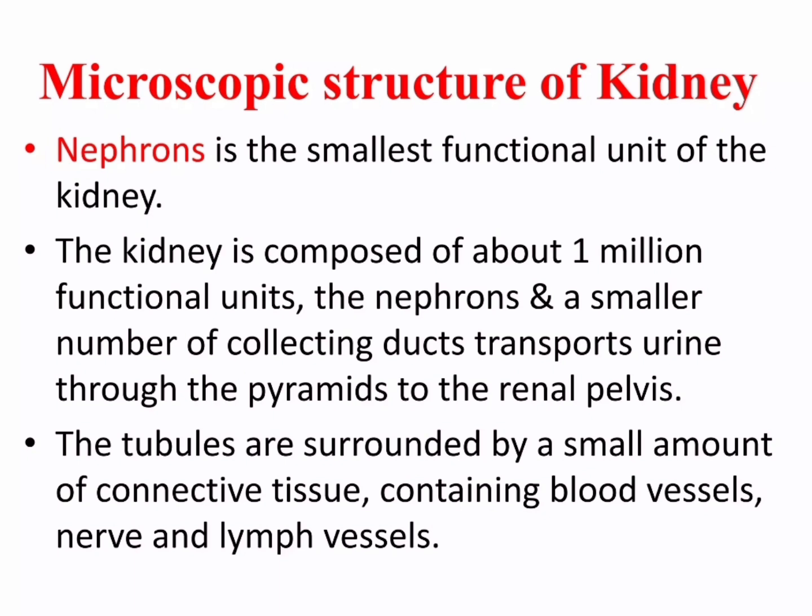The tubules are surrounded by a small amount of connective tissue. They contain blood vessels, nerves, and lymph vessels. So the kidney is composed of 1 million functional units called nephrons, and a smaller number of collecting ducts that transport the urine through a pyramid to the renal pelvis. This is the microscopic structure of the kidney.